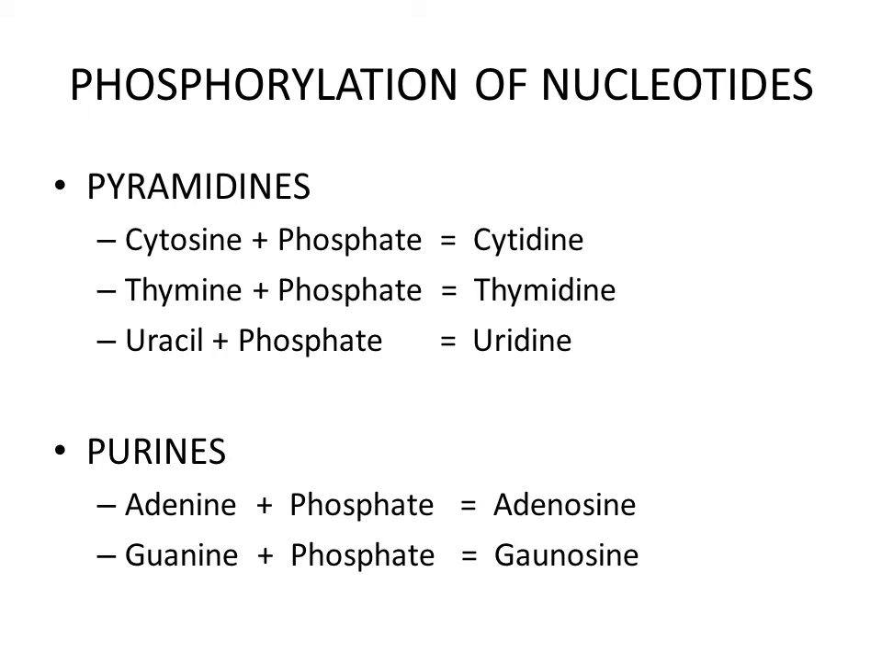In order to synthesize DNA, nucleotides have to undergo phosphorylation, a process in which a phosphate group is added to the nucleotides, making a structure that can be used in DNA. You can see the pyrimidines, cytosine, thymine and uracil, making cytidine, thymidine and uridine by undergoing phosphorylation, and the purines, adenine and guanine, making adenosine and guanosine. Those nucleotides contribute themselves to make the DNA.